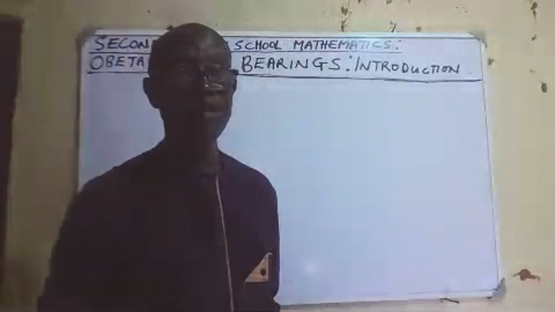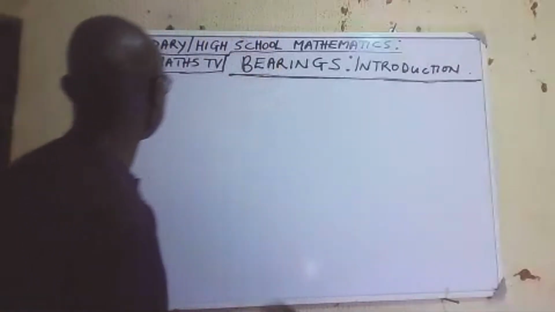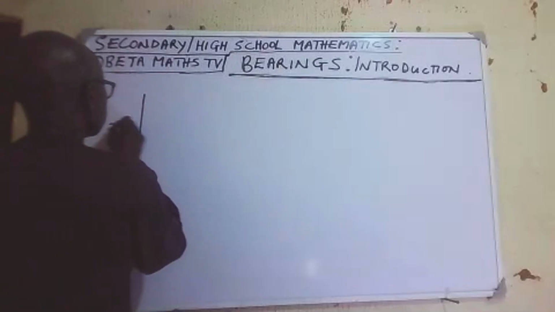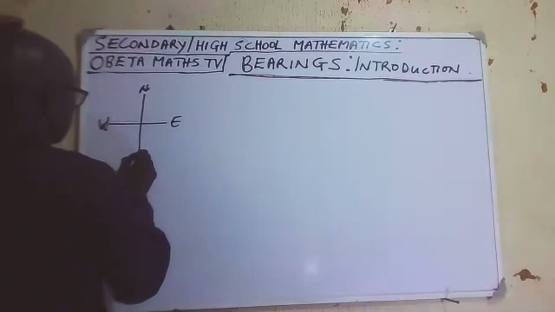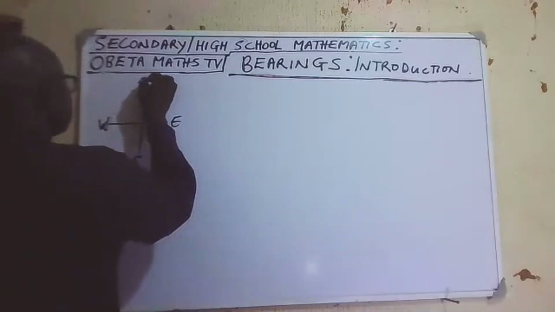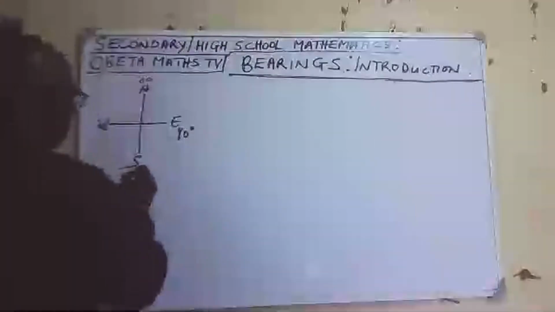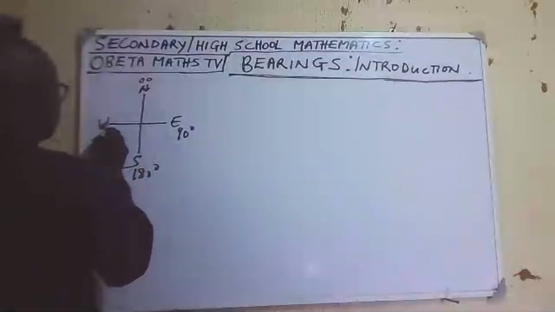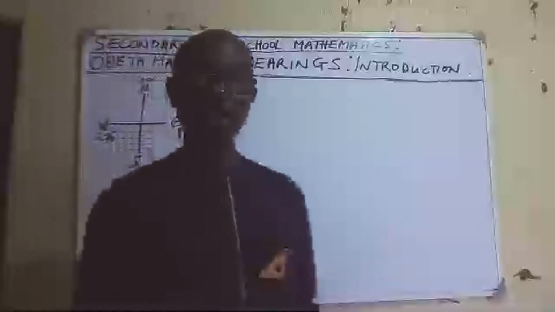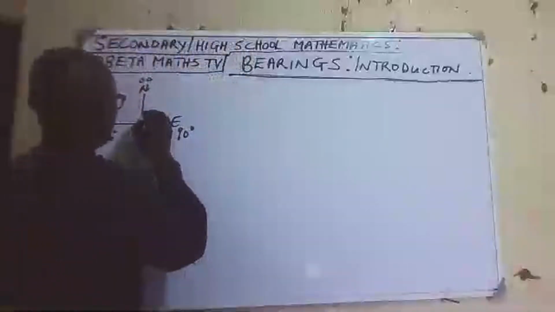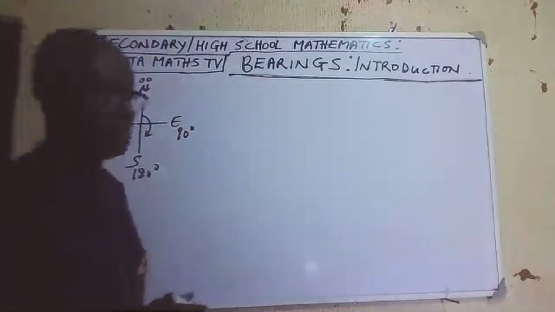So, in bearing, we'll always remember the four cardinal points. And that is, we have north, east, west, and south. So we can say that this is 0. This is 90 degrees. That is this place. This is 180, and this is 270. So in bearing, we always go clockwise. That is from the north to the right. So that is the direction.